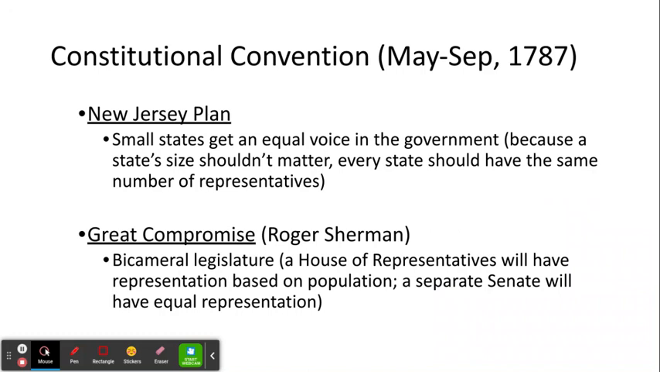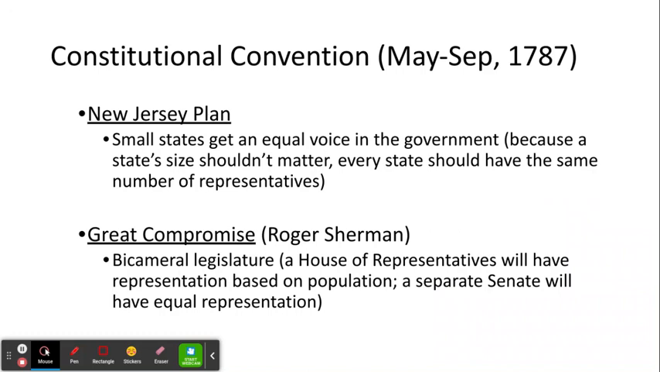His compromise worked like this. What we'll do is we'll have both. We will make a Congress that has two houses. In other words, there's a fancy way to say that: you say bicameral, like bicycle means two wheels. Bicameral means there are two lawmaking bodies in our Congress.